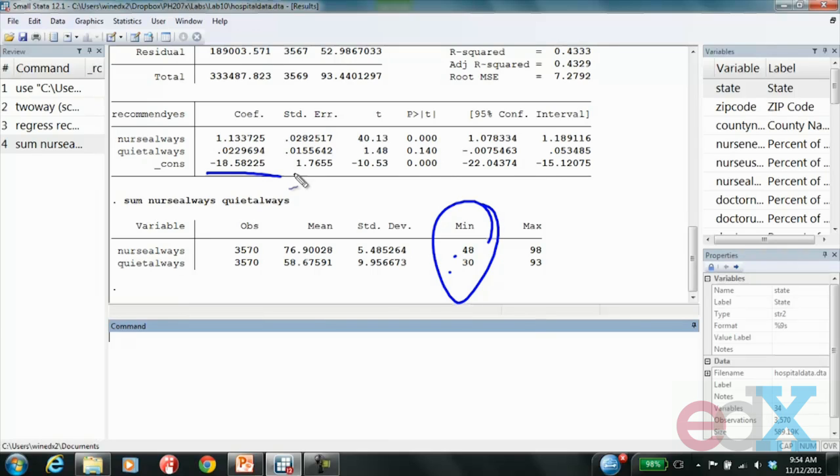But we know that our outcome is a percent. So it doesn't make sense to have this negative percent. You can't have negative percent of patients recommending our hospital. So it really makes absolutely no sense to interpret the intercept in this case because we're extrapolating beyond the range of our data.